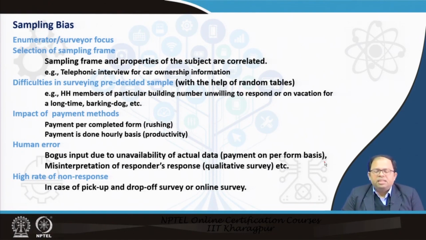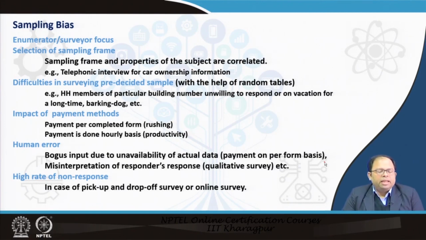Then if it is a random survey, and we are using random tables, we will explain random tables in the next slide. So what it means is, if we decide on a list of people whom we are going to survey, which is randomly selected of course, then during the survey we will find that a particular household is not responding, is not willing to respond, or they are out on a vacation. So that also leads to some problems. So if you have a pre-decided list of people to survey, then we may not end up getting all of them in the list.